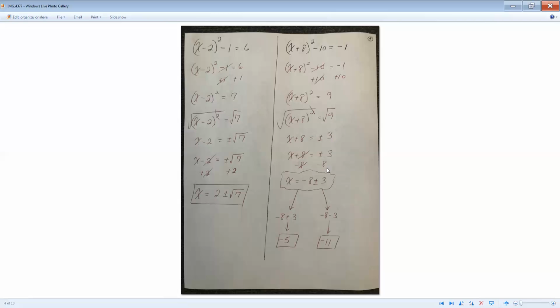Now subtract 8 from both sides. That gives us x equal to negative 8 plus or minus 3. Now here we are expected to go further because we have an 8 and a 3 that can be added or subtracted from each other.